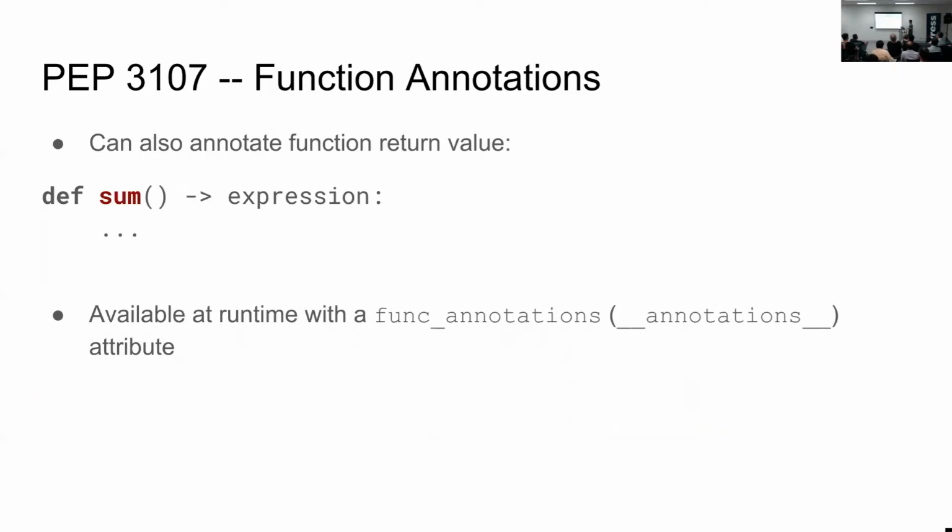You can also annotate the return value like so. You just have an arrow after the parameter list right before the colon. And these are available at runtime through the dunder annotations attribute of your function. The term function annotations is used in the PEP. I think that's the internal Python name, I'm not sure. Yeah, but it's dunder annotations.